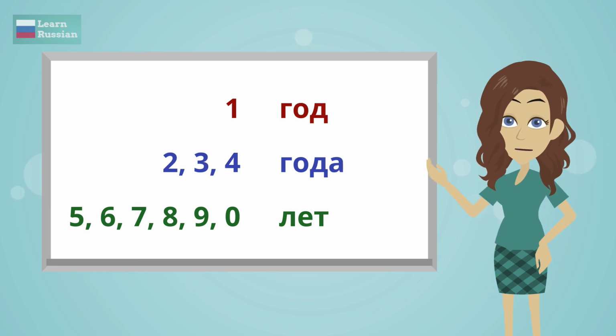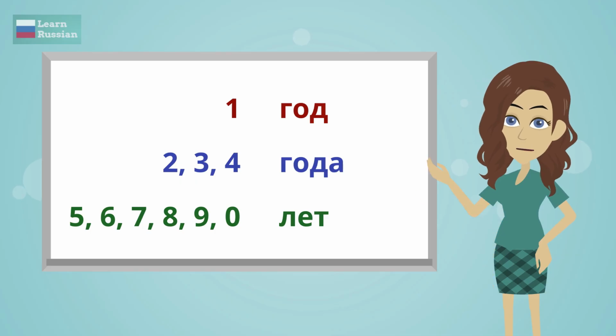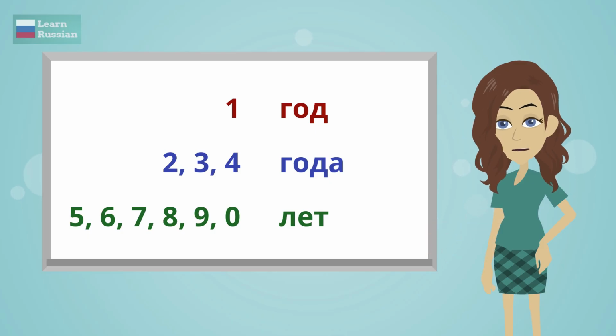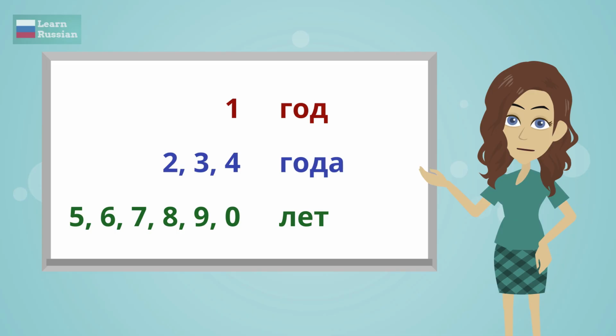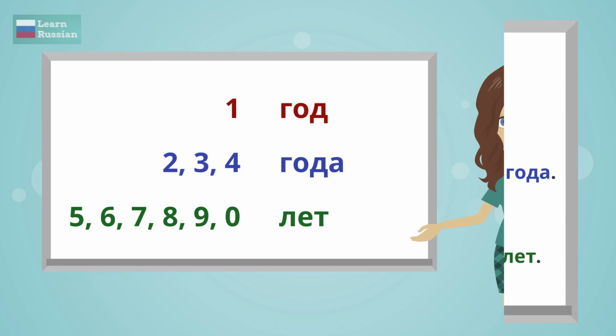Now let's learn the second simple rule which will help us to identify when we should say лет, год or года. When the last digit of your age is 1, you should say год. When the last digit of your age is 2, 3 or 4, you should say года. And when the last digit of your age is 5, 6, 7, 8, 9 or 0, you should say лет.